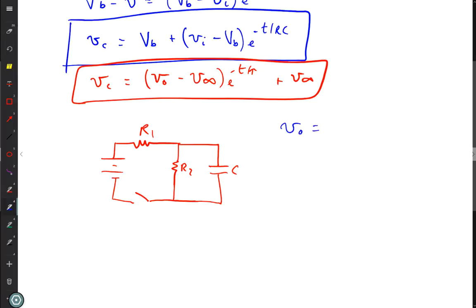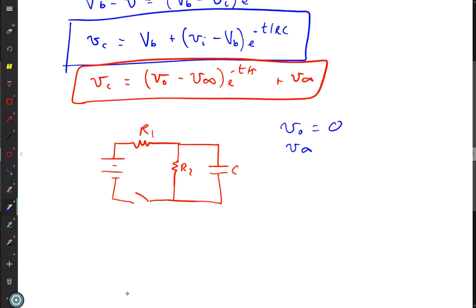Okay, I heard somebody say 0. Why 0? Okay, when that switch is open, there's not going to be any current flowing anywhere. But I have a resistor in parallel with that capacitor, so the capacitor will discharge through that resistor in parallel with it.